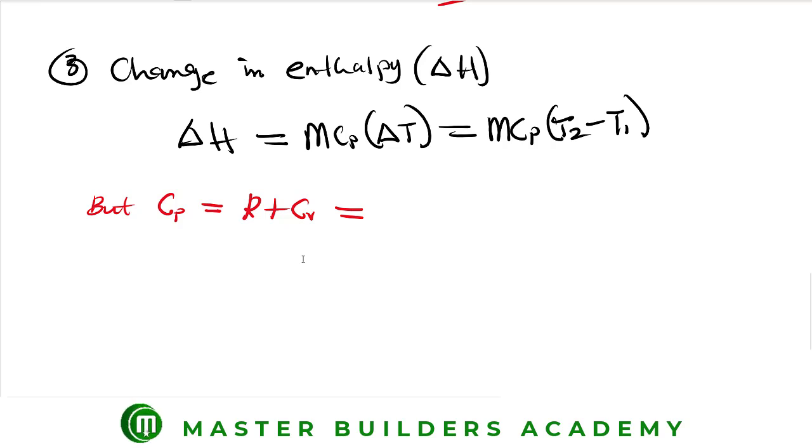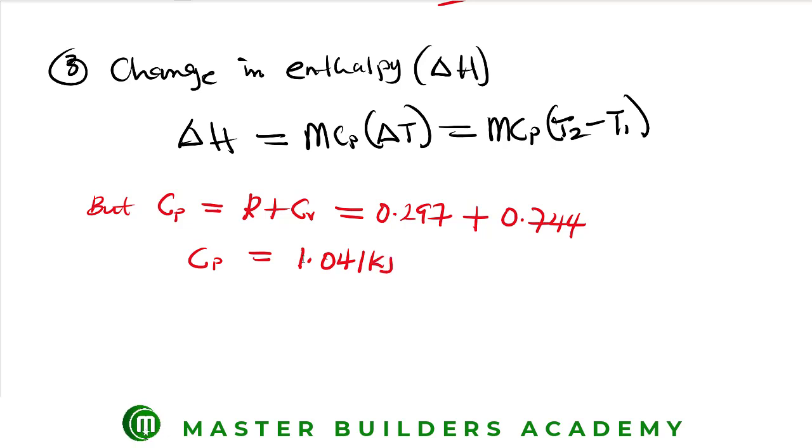I hope you are following. So we have 0.297 plus 0.744. By the time we add them up together, CP becomes 1.041 kilojoule per kilogram per kelvin. So this is the CP.